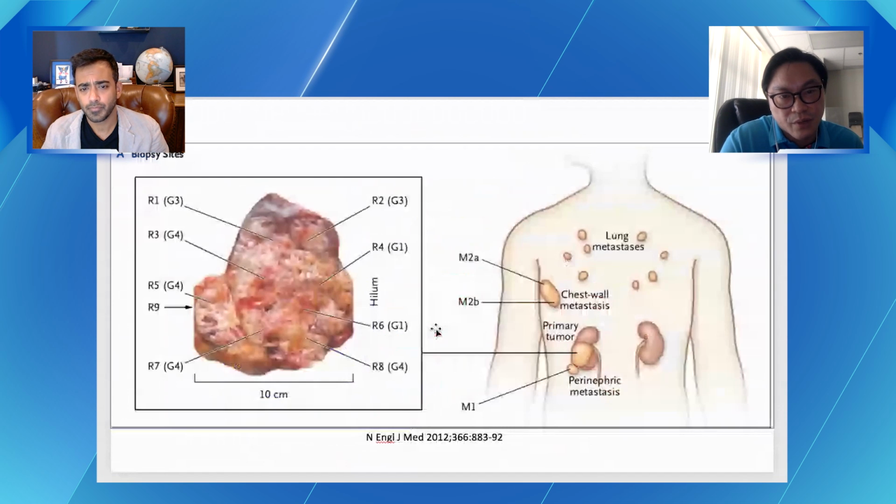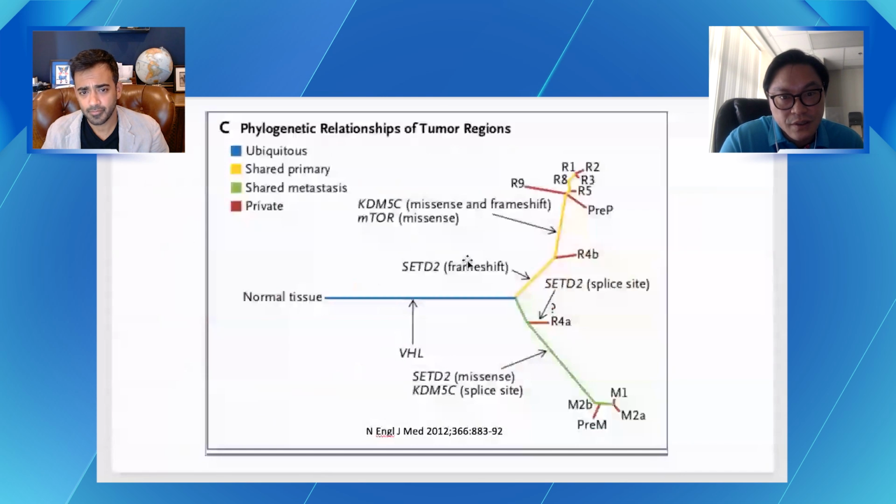They took a bunch of biopsies from this site. They took biopsies from lung metastases, chest wall metastases, and you can create the exact same thing. You see how it evolves. You have a normal tissue, and then you have this mutation, this mutation, this mutation. These are shared metastases. All the metastatic cancers have this, but some branch off here, here, here. Why? Because you're selecting them.